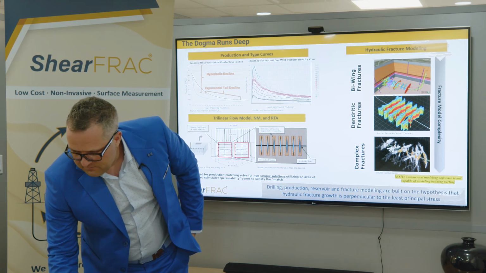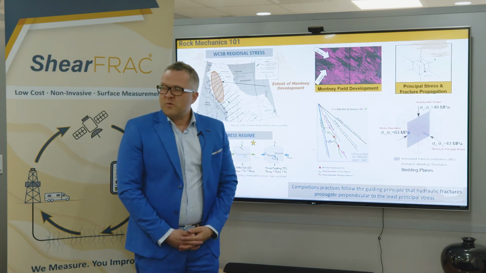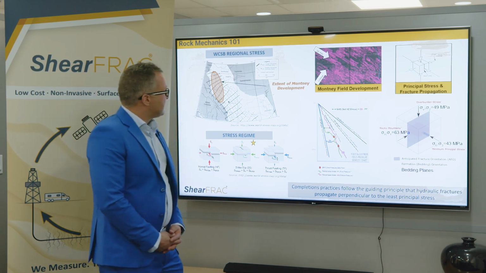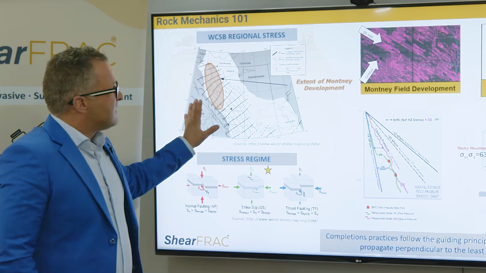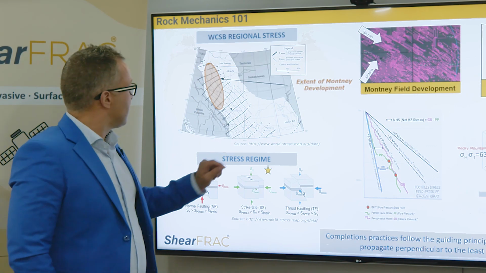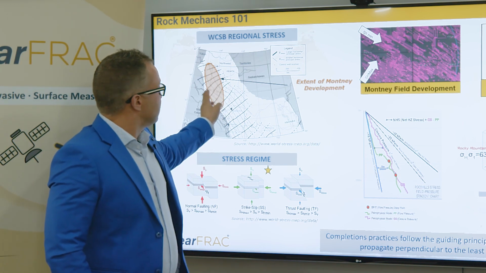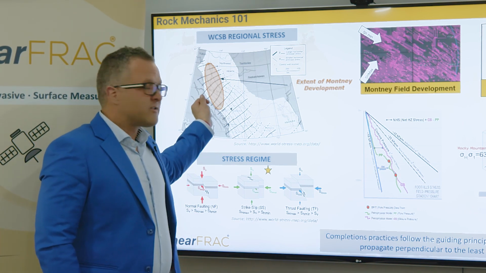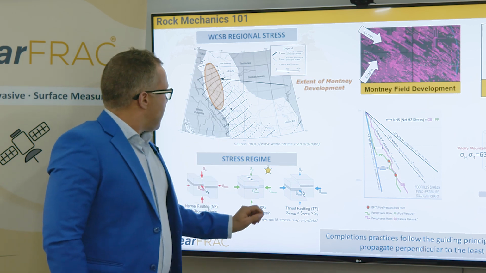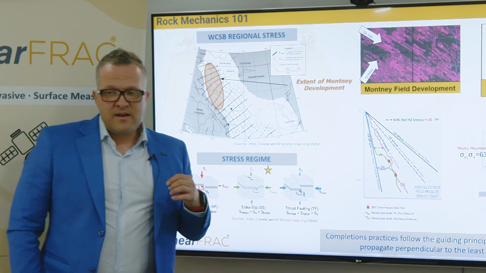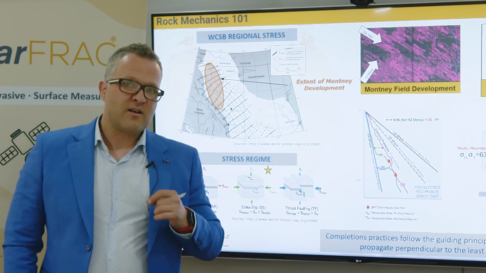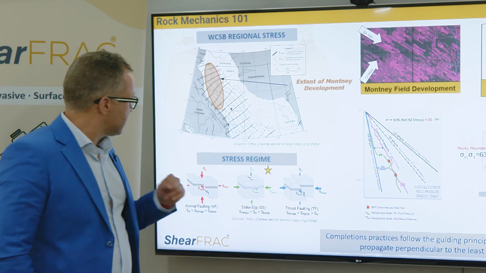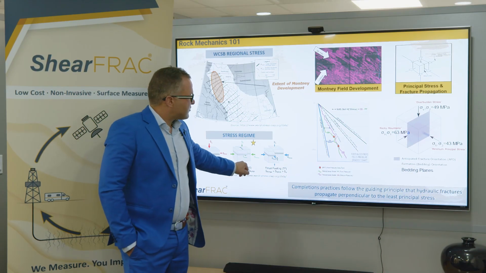So if I move to the next slide, what we're going to do is take a sample of core, full diameter core in the Montney Formation. This is located in the Western Canadian Sedimentary Basin. And we know, based on a 1D mechanical earth model done on 1,100 wells, that we're in a strike-slip regime.